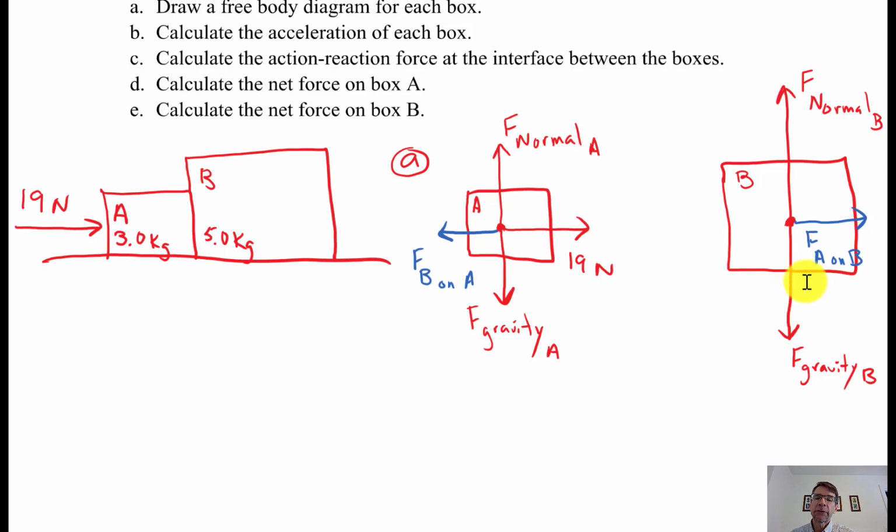So one way to describe that in symbols is the force A on B, the force that box A applies on box B. Some books will just say FAB as subscripts. They will get rid of the word "on" there.